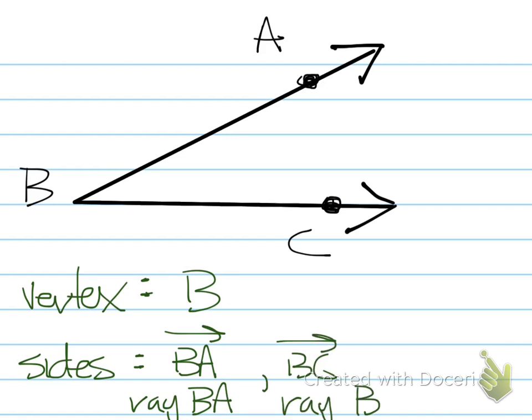It's important to understand the different parts of an angle. The two sides of the angle are rays. In this figure, one side is ray BA, the other side is ray BC, and the common endpoint for those rays is B, so the vertex of the angle is B.